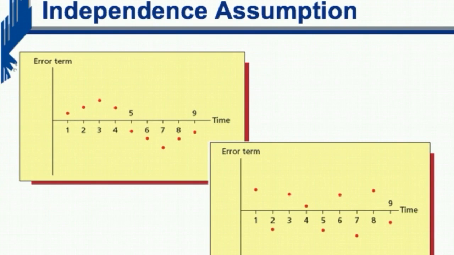Here is an example of a plot that shows positive autocorrelation, while this one shows negative autocorrelation. If these two can be observed, then we can say that the independence assumption is violated, and we cannot rely on the linear regression analysis to make statistical inferences.